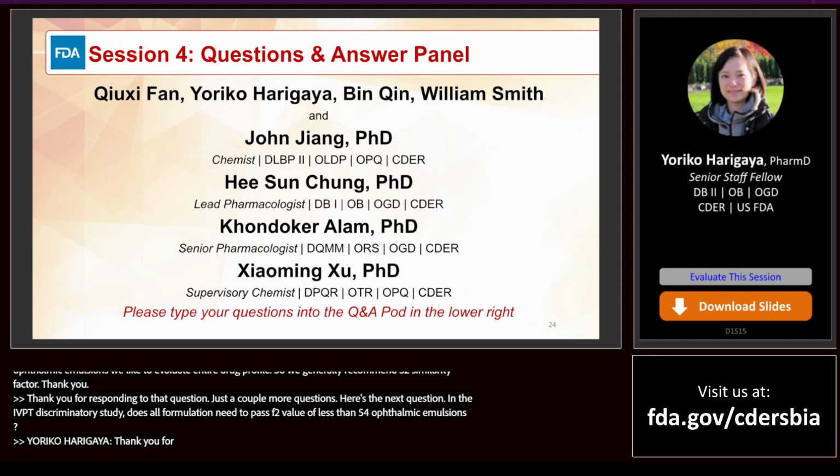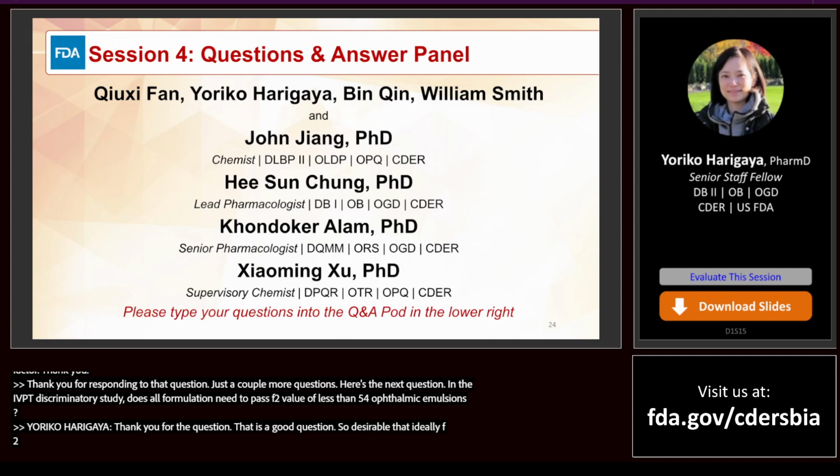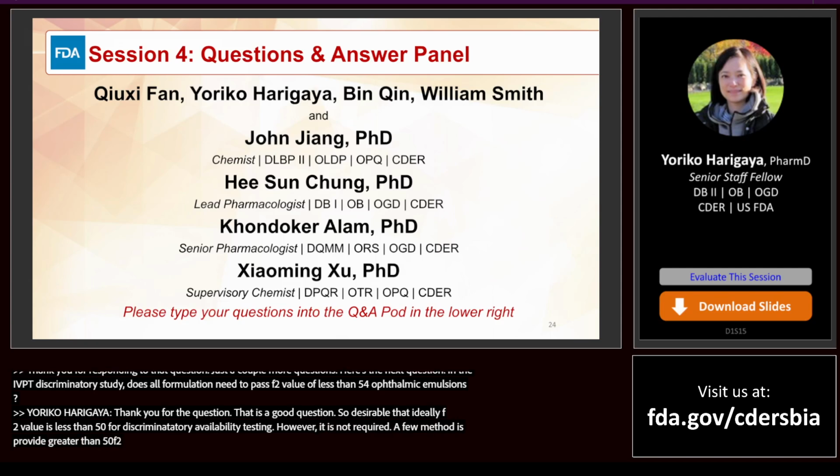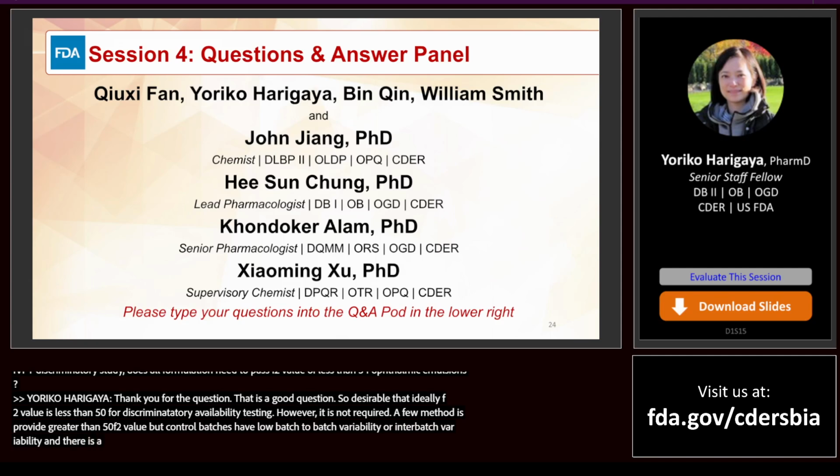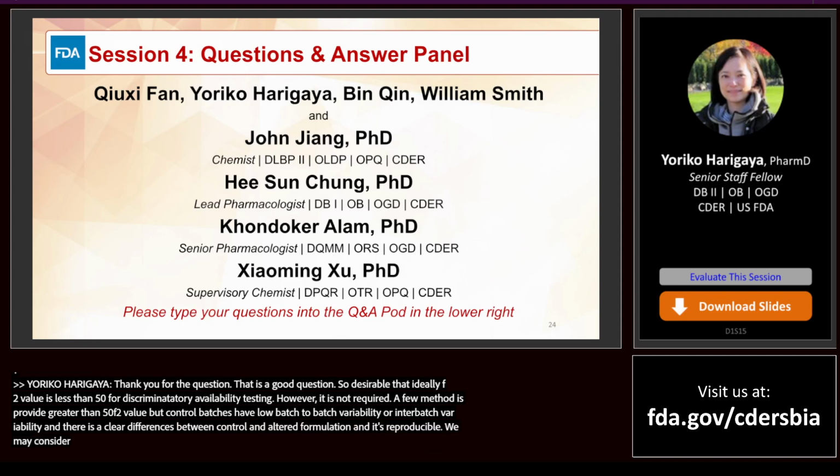Thank you for the question. That is a good question. Ideally, an F2 value of less than 50 is desirable for discriminatory ability testing. However, it is not required. If your method is providing greater than 50 F2 value, but control batches have low batch-to-batch or inter-batch variability, and there is a clear difference between control and altered formulation, and it's reproducible, we may consider it discriminative. Thank you.